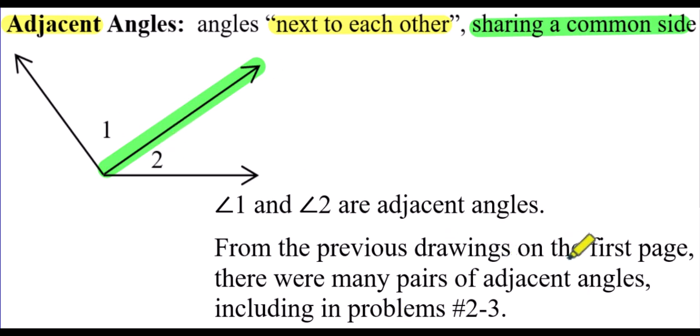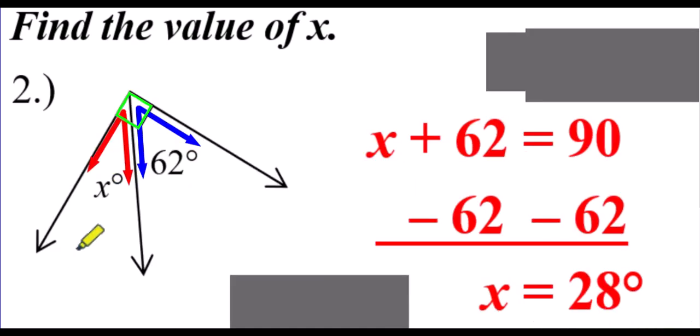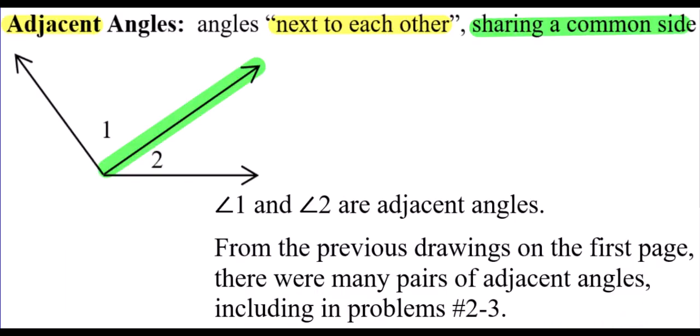Now, on the previous drawings we had on the first page, there were many pairs of adjacent angles, especially problem number 2 and problem number 3. Here you can see on problem number 3, we had two angles next to each other with a common side in between, so they were a pair of adjacent angles. Here on problem number 2, we had two angles side by side, again with this ray in between, so they are a pair of adjacent angles. All right, so just letting you know what adjacent means.